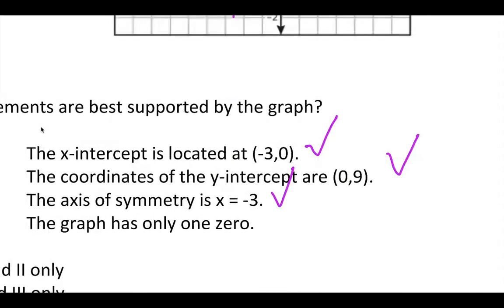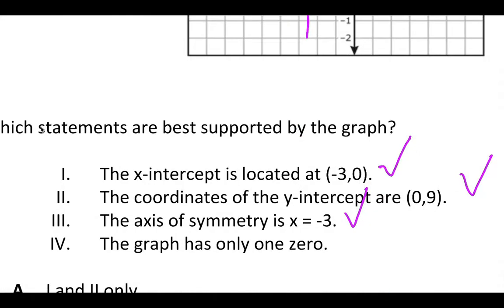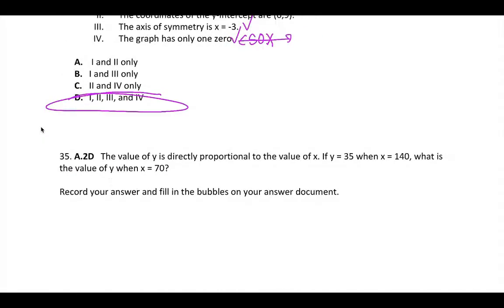The graph has only one zero. Yes, because it only has one x-intercept. Remember, that's SOX: solution, zero, x-intercept. So 1, 2, 3, and 4 are correct.